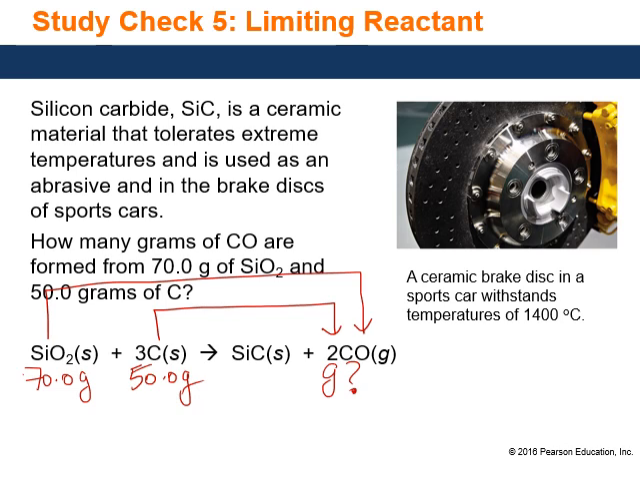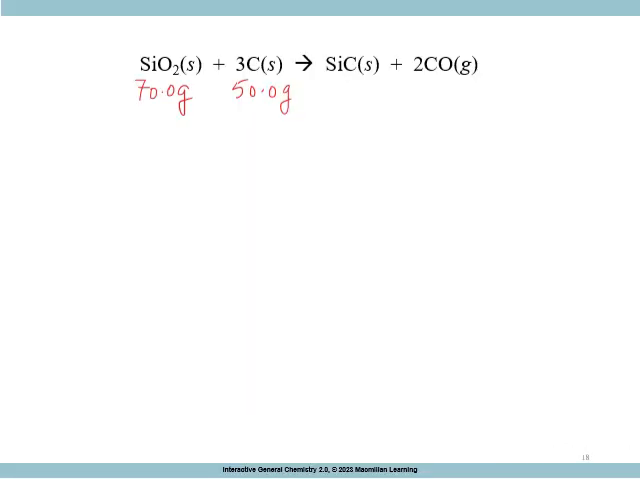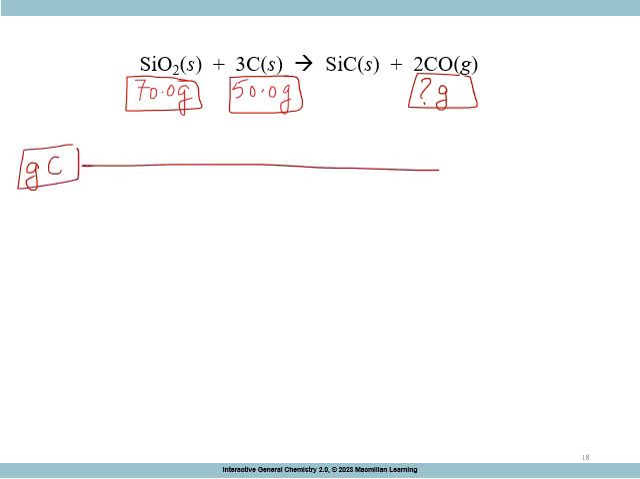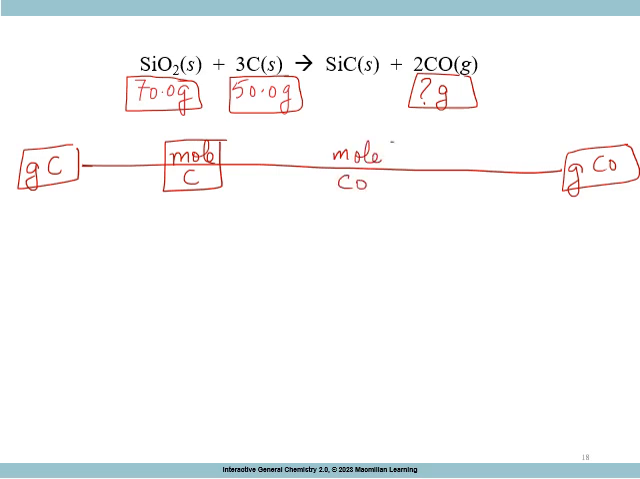Let's try that out. If I need to find this, which means if I want to go from grams of SiO2, or let's start with carbon. If I want to go from grams of carbon to grams of carbon monoxide, what I need in the middle is I have to convert grams of carbon to moles of carbon. Then I need to convert moles of carbon to moles of carbon monoxide, and then I can convert moles of carbon monoxide to grams.